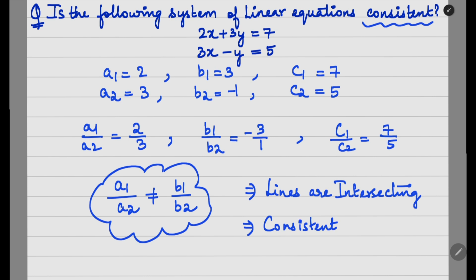And so the algebraic representation means they are consistent. And graphically, what do they mean? That means they intersect. When you are plotting these lines, they will intersect. Let's move on to the next question.